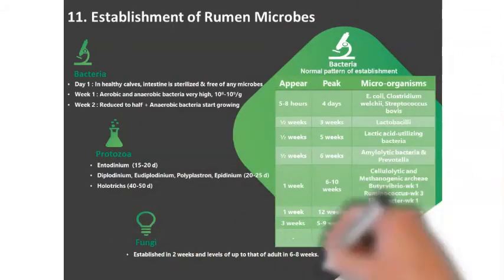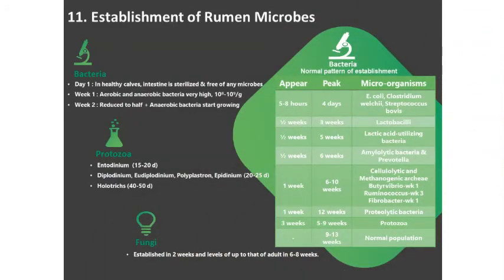The establishment of rumen microbes. The bacteria: on day 1, the newly born calf intestine is sterile and free of any microbes. Within the first week, aerobic and anaerobic bacteria are very high, that is 10 to the power 8 to 10 to the power 9 per gram of rumen content, as a contamination from soil. In the second week, the number is reduced to half. The anaerobic bacteria start growing and the true rumen bacteria start establishing after the second week of age of the animal.